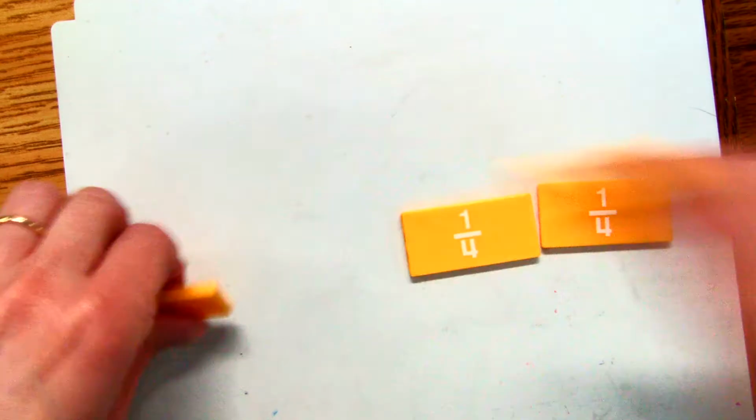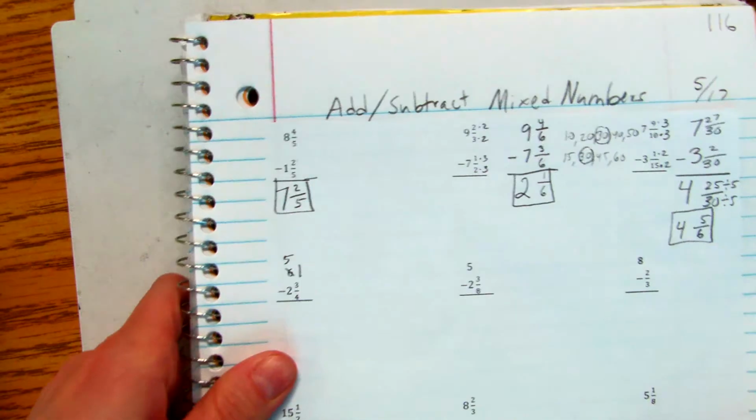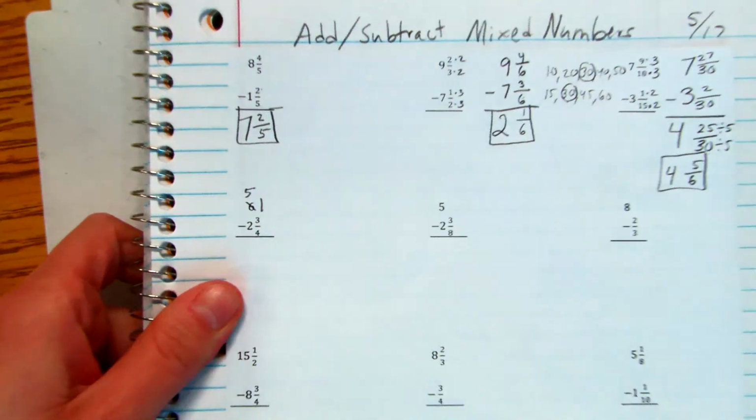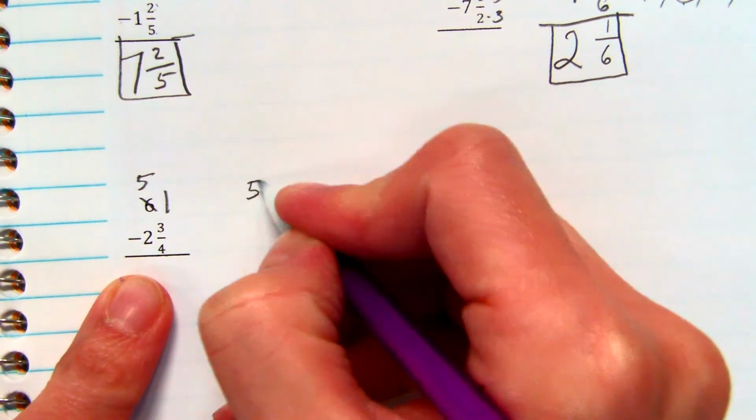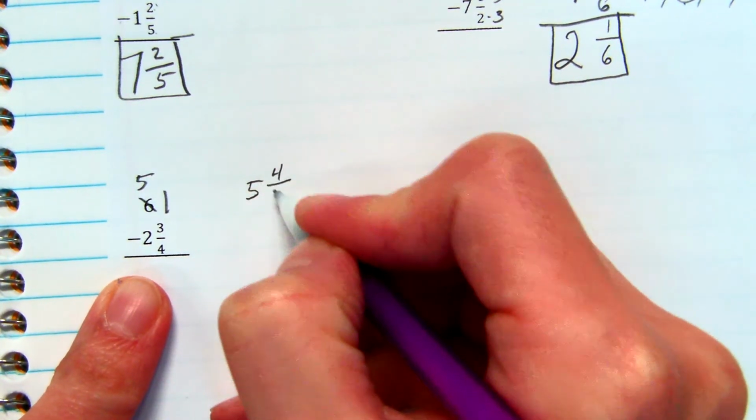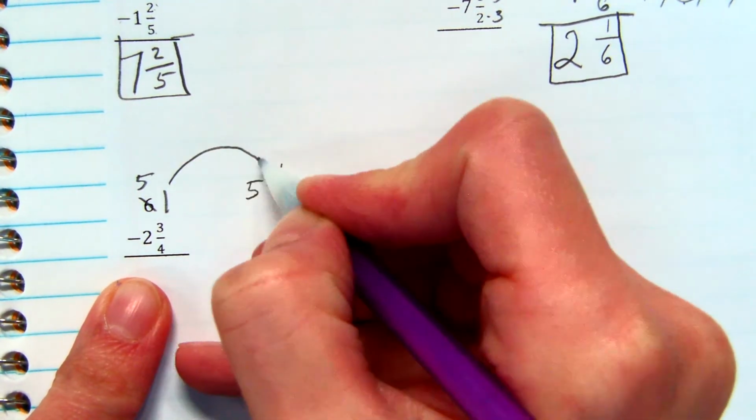So I gave you permission to touch them for a couple minutes, and now we're going to stick them back over. You don't have to put them all back in the thing yet, but I wanted you to see that. So when I'm replacing this with 1, and I'm changing this so they have common denominators, I'm going to make this 5 and 4/4.